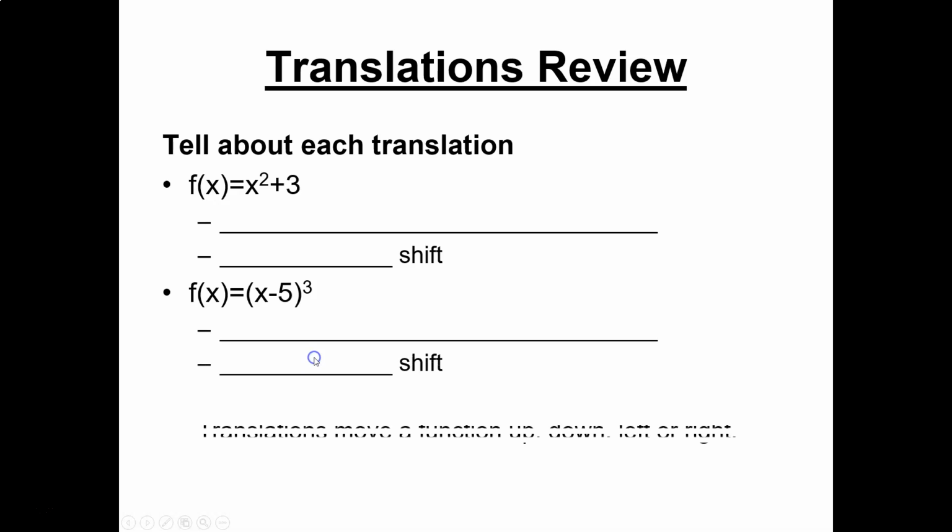On this first one, we're going to review translations. Translations are just sliding a graph: sliding it up, sliding it down, sliding it left, sliding it right. Whenever we slide a graph up, down, left, right, we call that a translation. So let's talk about this. Looking at this one here, Leah, for f of x equals x squared plus 3, what's that plus 3 right there going to do to that graph?